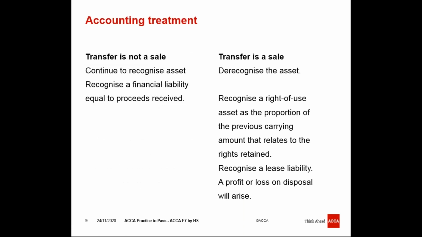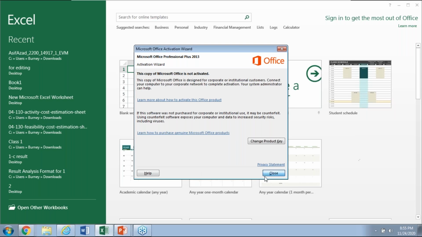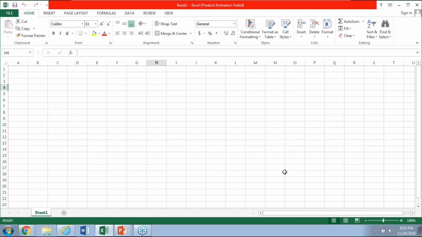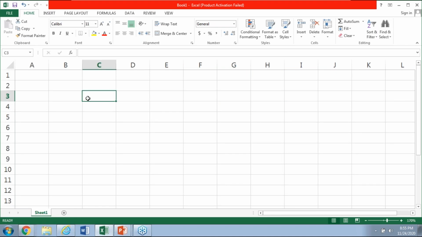Now, here you can see the treatment. When the transfer is not a sale, you have to continue to recognize the asset. You cannot derecognize the asset; instead you recognize a liability equal to the proceeds that we have received. So what should be the accounting entry for this situation? I'm going to write here: we have to debit the cash that we have received, which is 7 million, and credit the liability of 7 million.